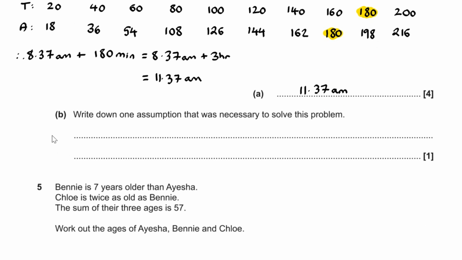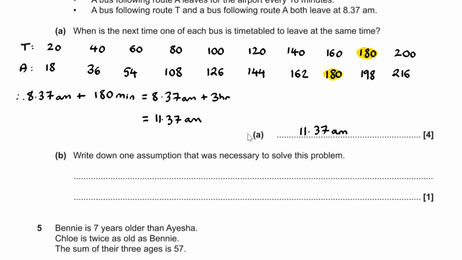And now for part B, we have to write down one assumption that was necessary to solve the problem. Well, here we need to assume that there will be no delays. In other words, everything is sticking to schedule.